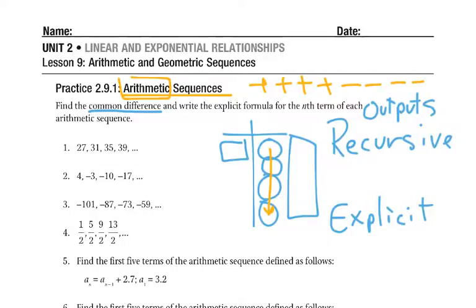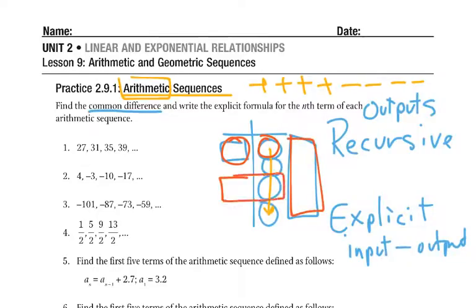Whereas the explicit connects the input to the output. So once again, we have a starting point and we have the growth, but understanding that growth connects the input to the output. And when it talks about the nth term, that's just the variable. So essentially they're saying find the equation of it.